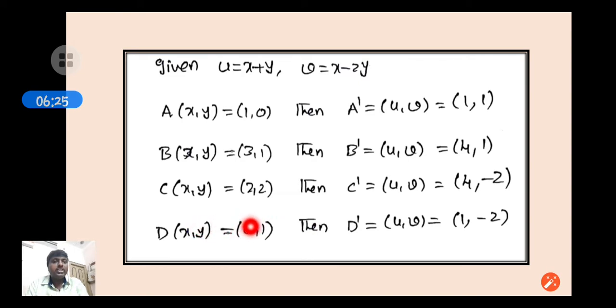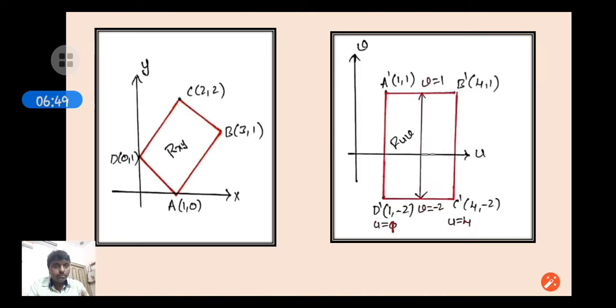Now D, 0 comma 1. So for 0 and 1, u value is 1, and v value is minus 2. So these 4 points A, B, C, D are converted into A dash, B dash, C dash, D dash. A, B, C, D are in the XY plane and A dash, B dash, C dash, D dash are the points in the UV plane. The same thing I am drawing here.